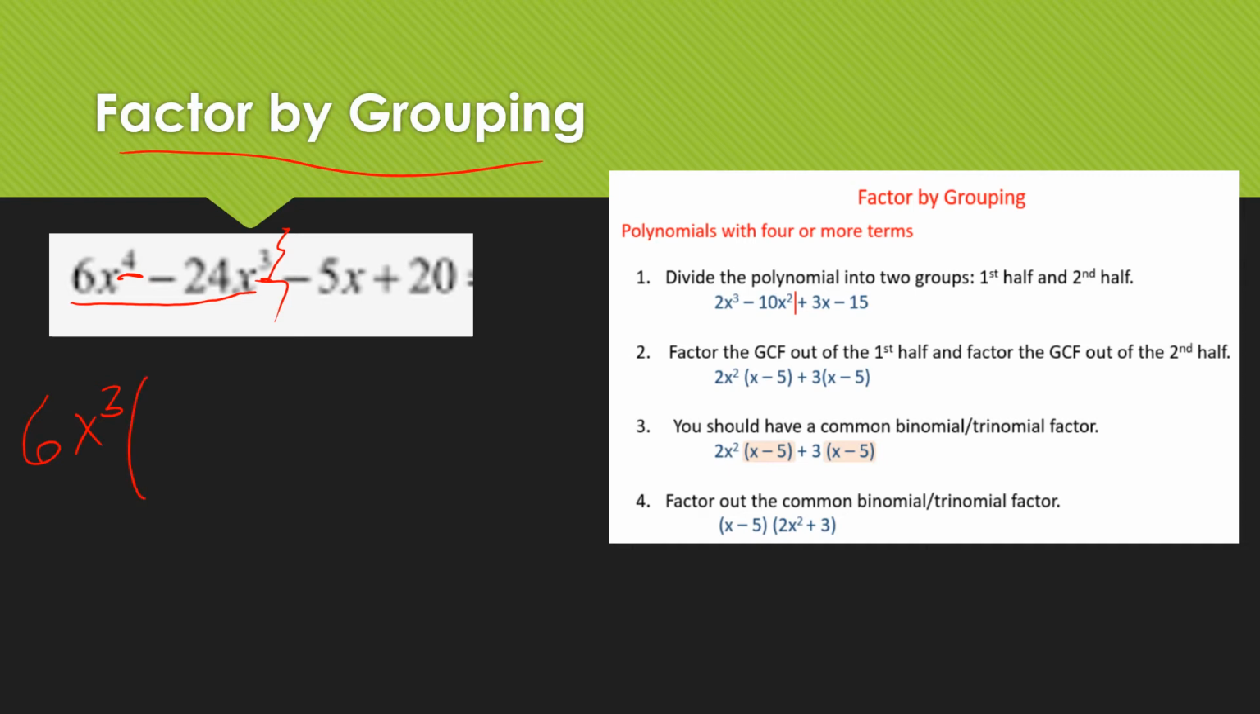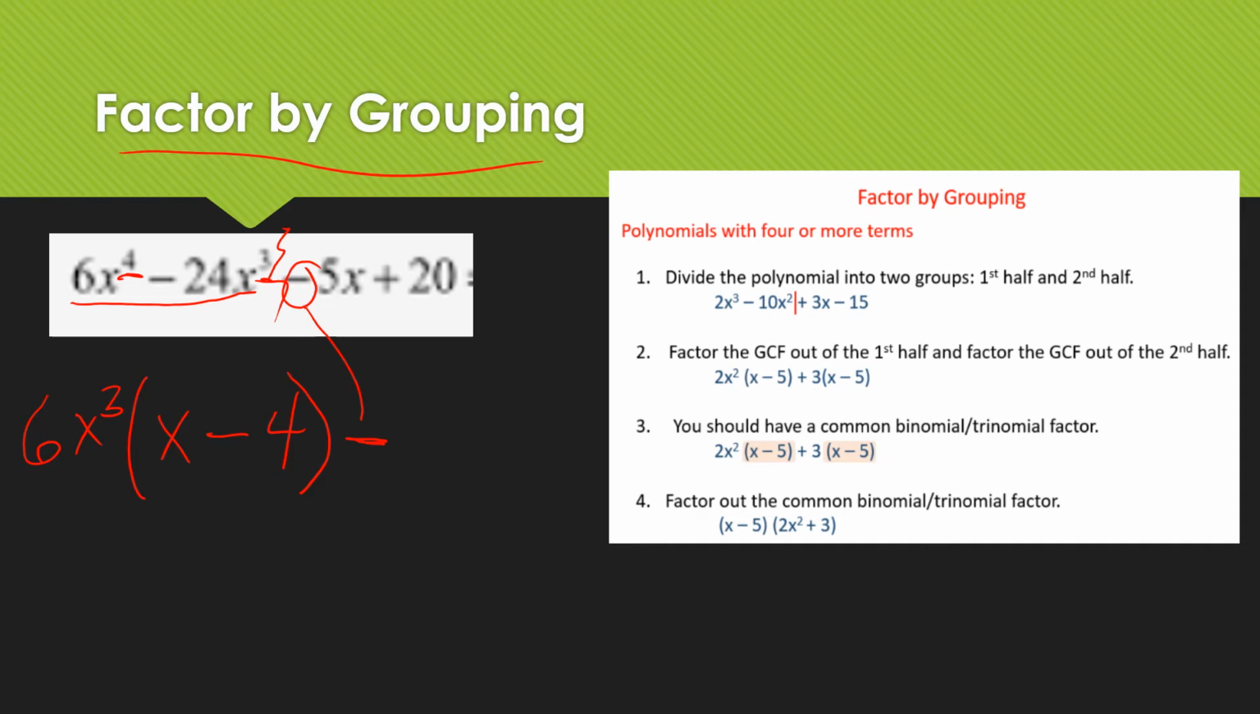Now 6 divided by 6 is 1. X to the fourth divided by x to the third is x. So I factored the 6x to the third out of the 6x to the fourth. Minus 24 divided by 6 is 4, and the x cubed, they reduce down to 1. They cancel each other out. So that's done. Now, this symbol is going to come down with me. So there's the negative.